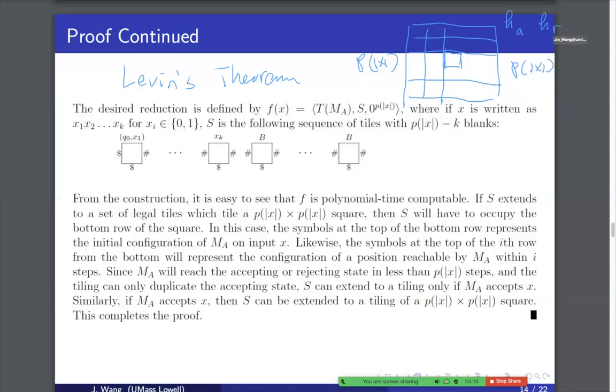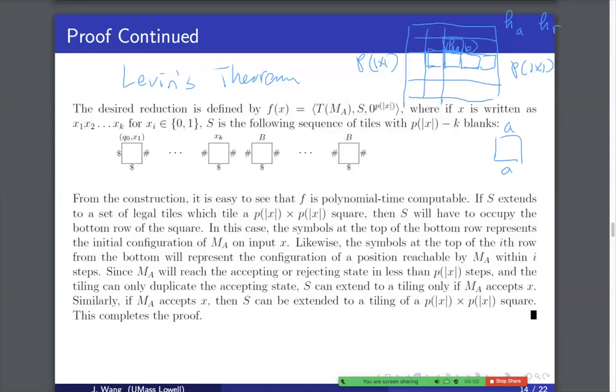So we know that we use tiles to simulate a computation history, and at a certain point, a halting state will appear. So we have two halting states. One is HA. The other one is HR. So if we reach HA here, let's say the symbol is B, then this tile can be duplicated up. And the other tiles, also, because now they don't have a state, we have a tile that can always duplicate up. So that means that when HA is reached, then we can cover the entire square.